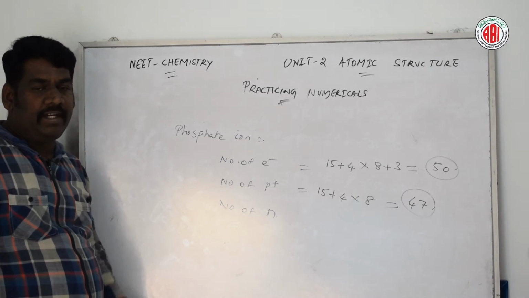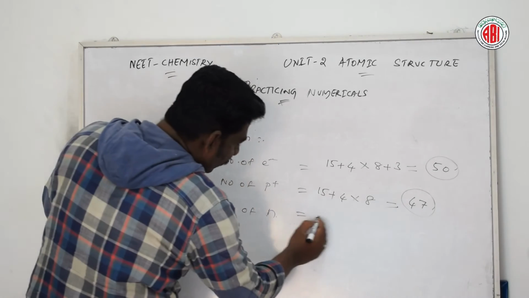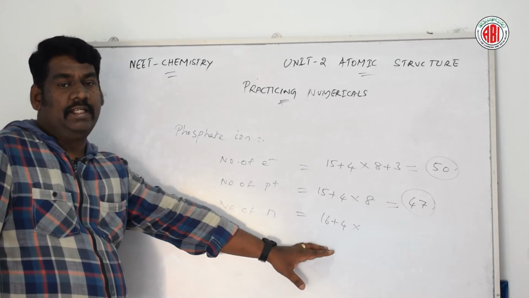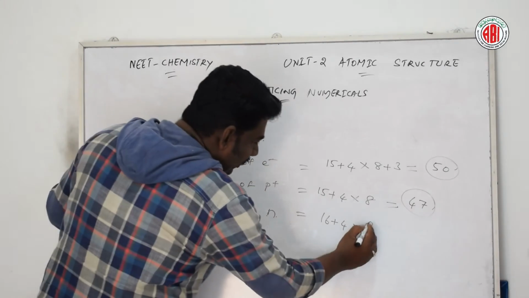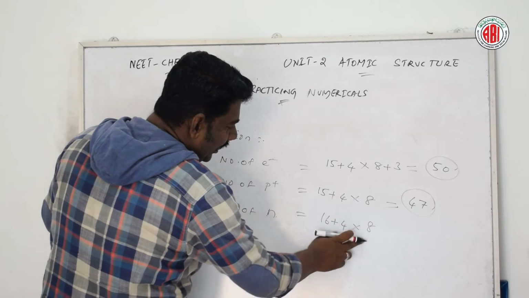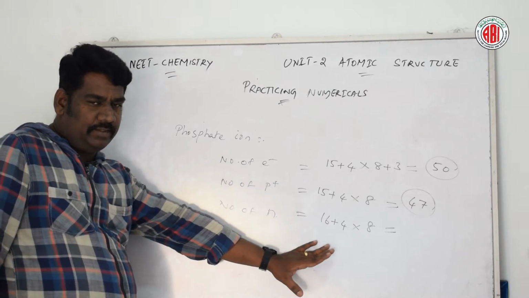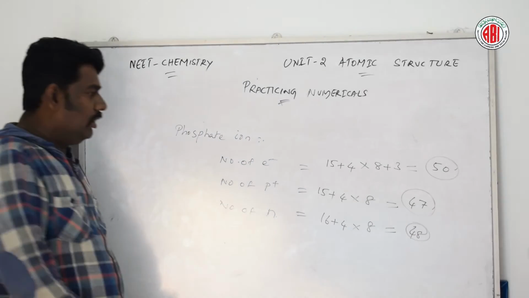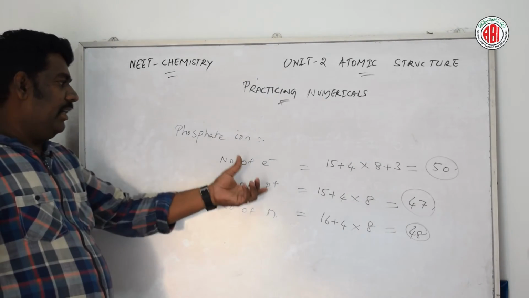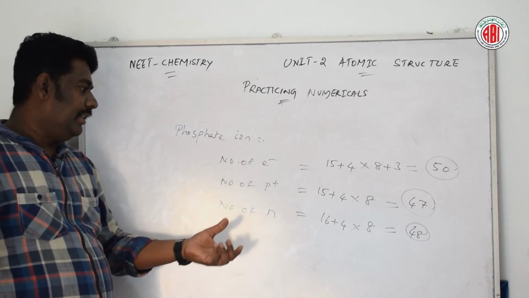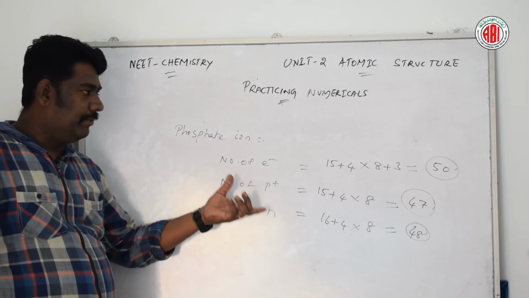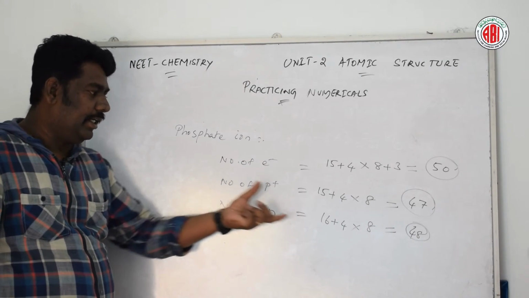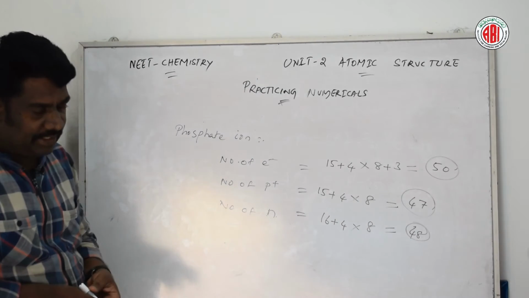Now let us find the number of neutrons. So neutrons are 16 plus 4 into 8. So 16 plus 4, 20, 20 into 8, 48. So the number of electrons present in the phosphate ion is 50, the number of protons is 47, and the number of neutrons is 48. So by this way we can solve this problem.